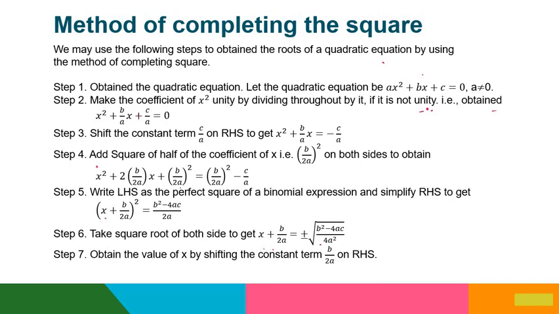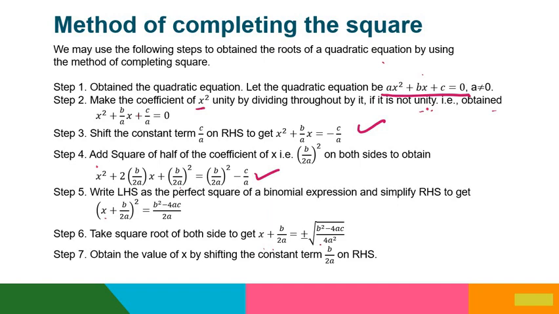Obtain the quadratic equation. Let the quadratic equation be this, right? Now make the coefficient of x square unity by dividing throughout by a, that is, obtain this one. Now shift the constant term c upon a to the right hand side. Now add the square of half of the coefficient of x, that is b upon twice a whole square, on both sides. We obtain the equation like that.